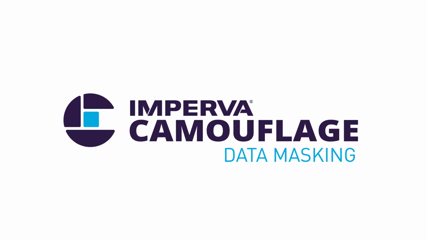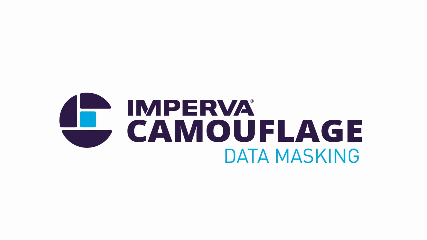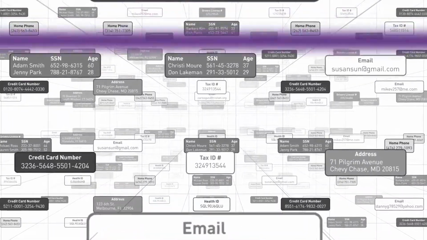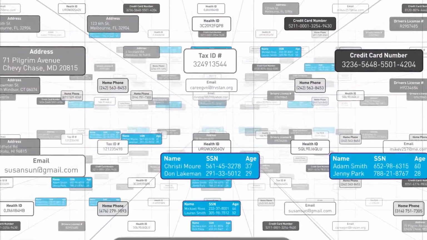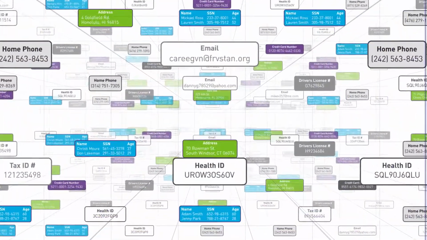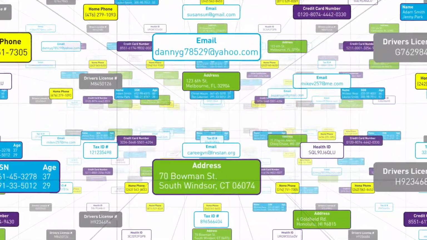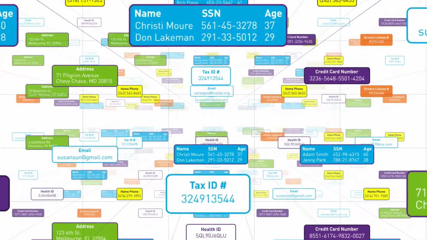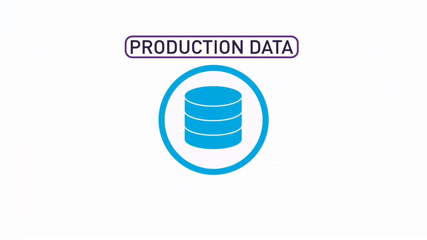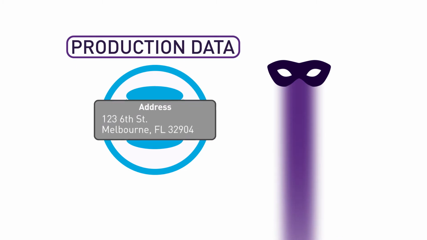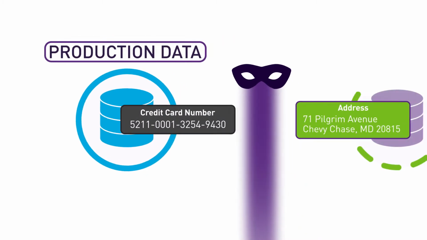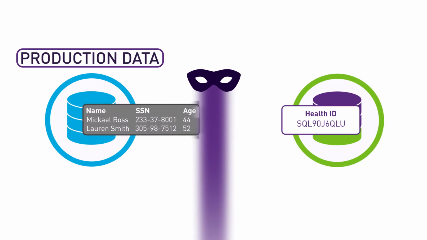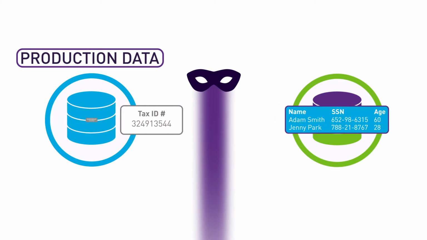Imperva Camouflage Data Masking lets you secure your data even as you unlock its power. Here's how data masking works. Camouflage scans billions of data points and intelligently classifies sensitive information like credit card numbers, taxpayer IDs, addresses, healthcare codes, and more. Once the data landscape is mapped, data masking technology transforms sensitive data to fictional but realistic values, so the data looks real and acts real, but doesn't reveal any identifying information.